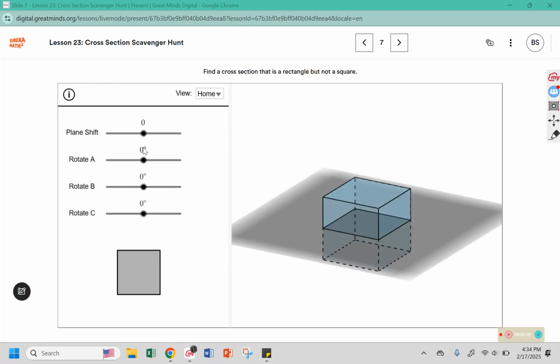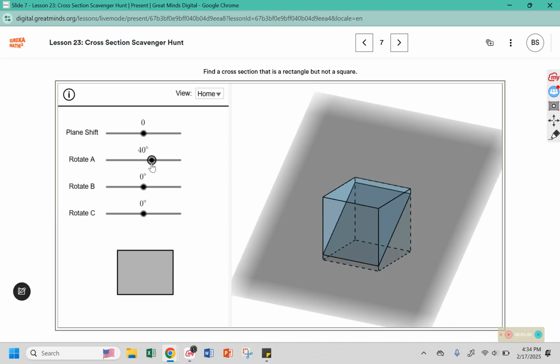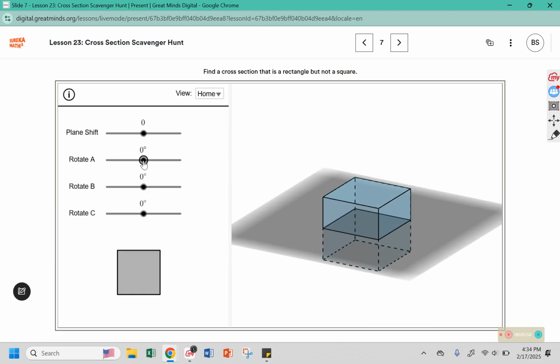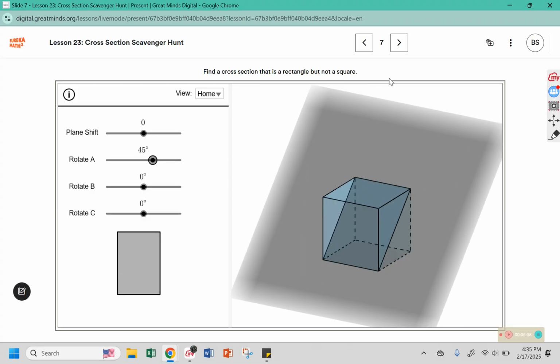Find a cross-section that is a rectangle but not a square. If I angle the plane in one direction, that would create a rectangle. If I line it up to match the face to be perpendicular or parallel to one of these faces, it would be a square. So I need to angle it to create a rectangle.